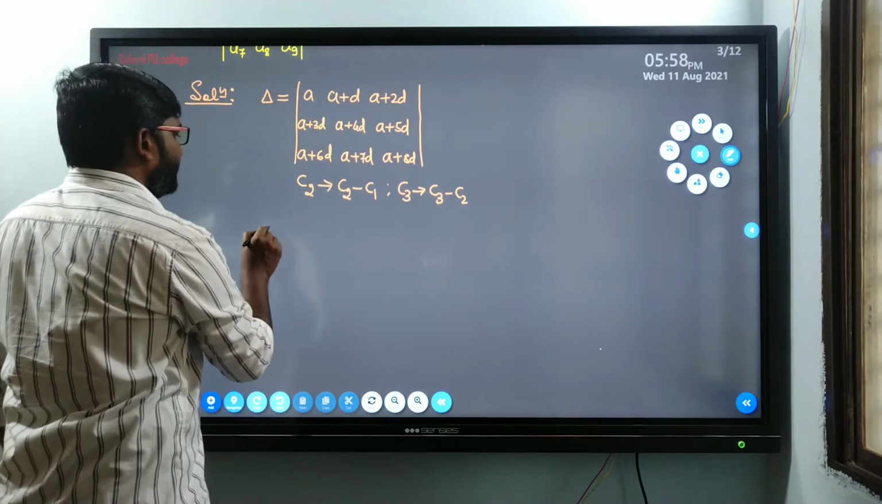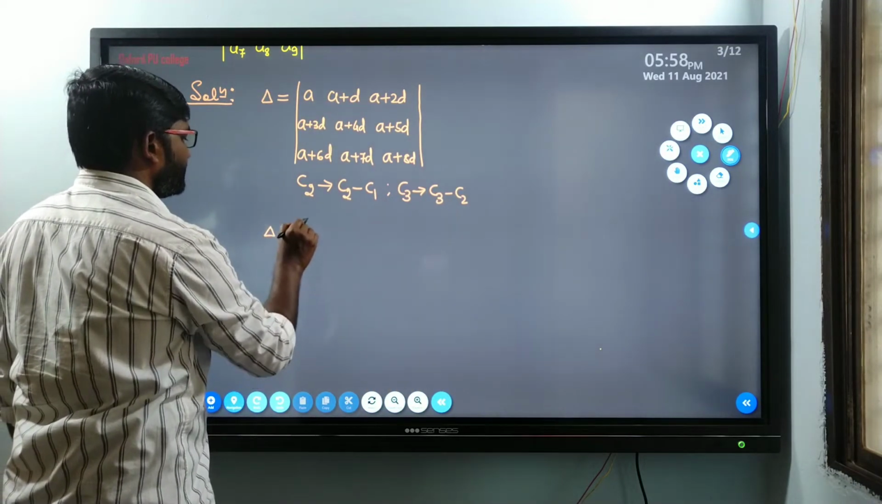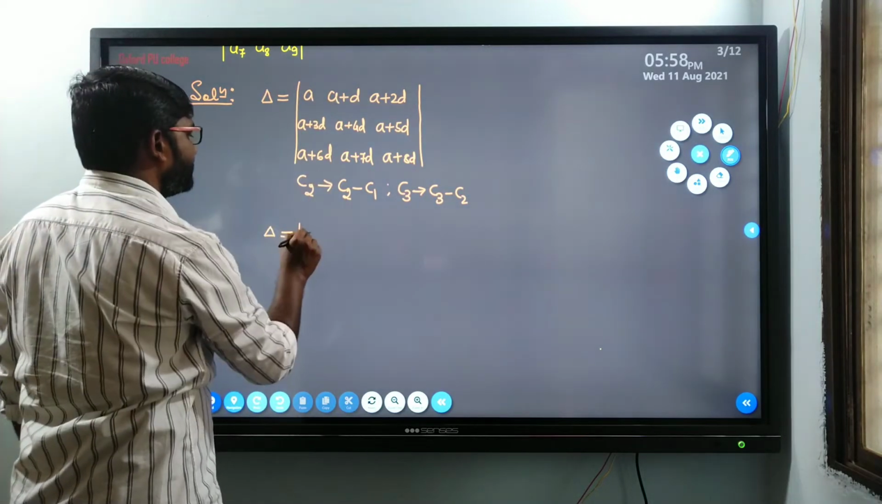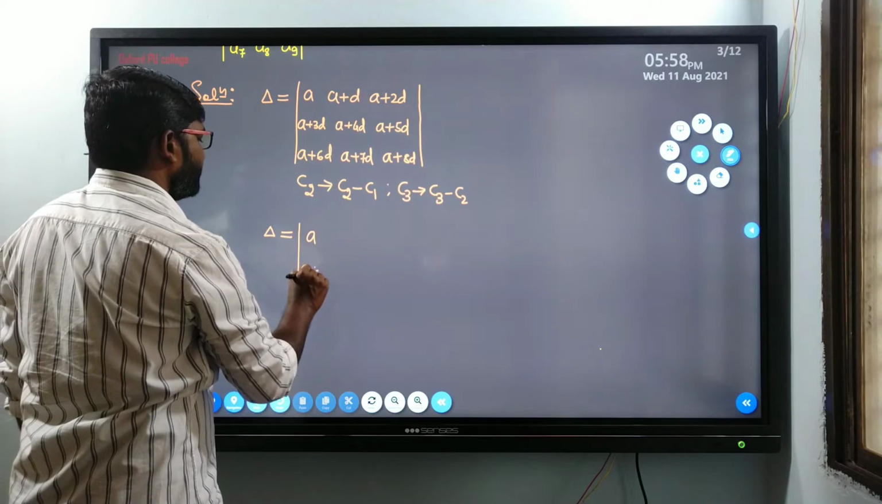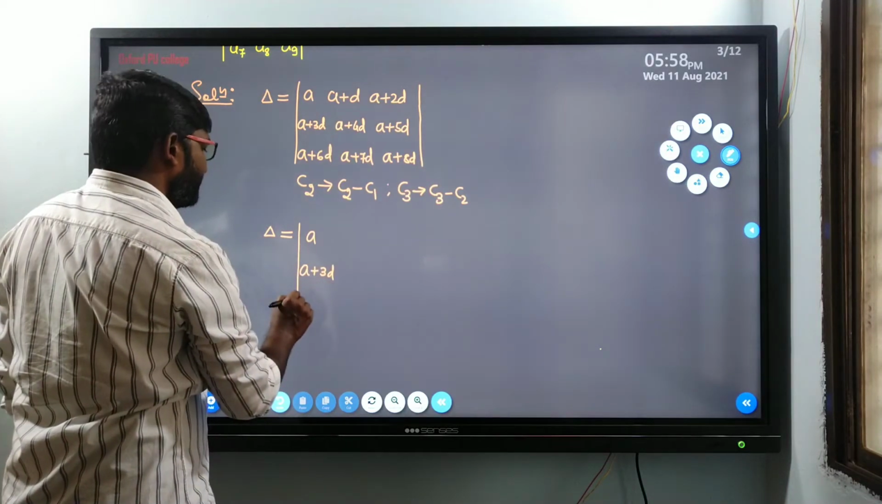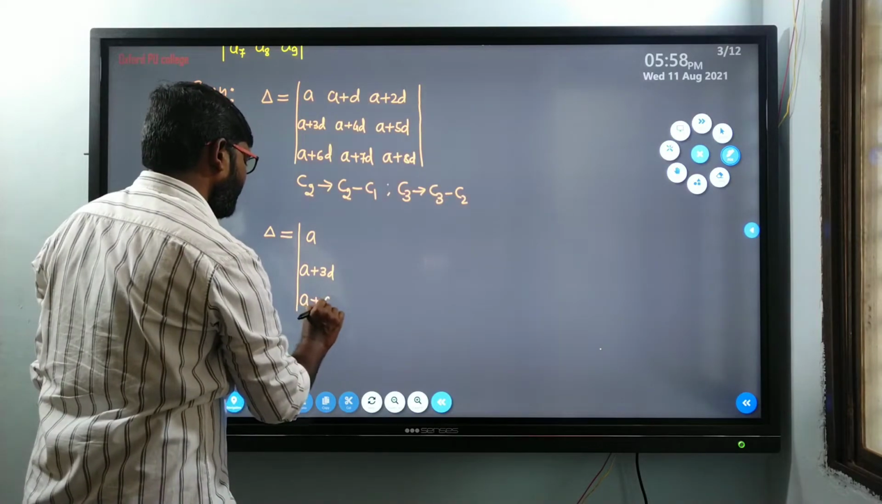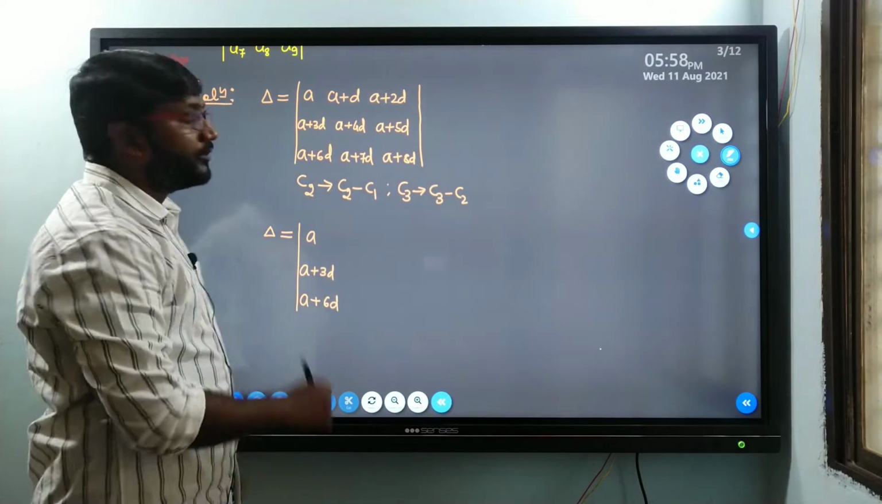Well, so the determinant, which is equal to, I'll be writing C1 as it is. We have to write column 1 as it is, that is A plus 3D, so it is A plus 6D. Now go for the operations.